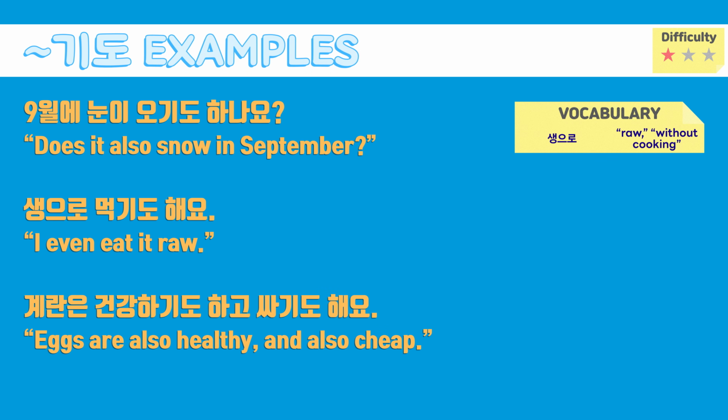9월에 눈이 오기도 하나요? Does it also snow in September? 생으로 먹기도 해요. I even eat it raw. 계란은 건강하기도 하고 싸기도 해요. Eggs are also healthy and also cheap.